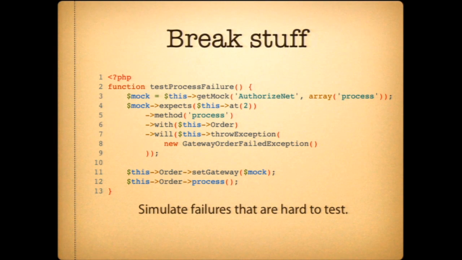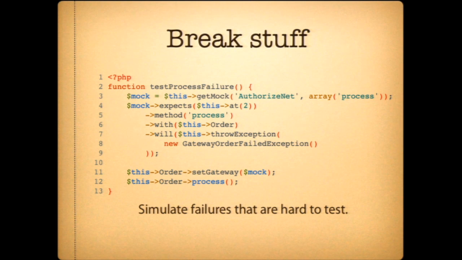So you can make a mock, just as before, and then you can do expectations with at. What at does is it checks the index of the method. So if the method is called the second time, with process at this order, it'll throw an exception. And you just basically put an exception class, an exception instance right in there, and then this will throw it.